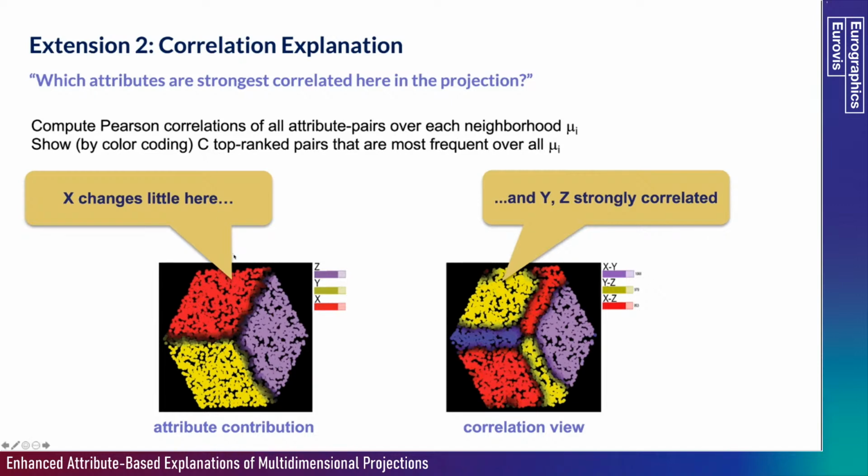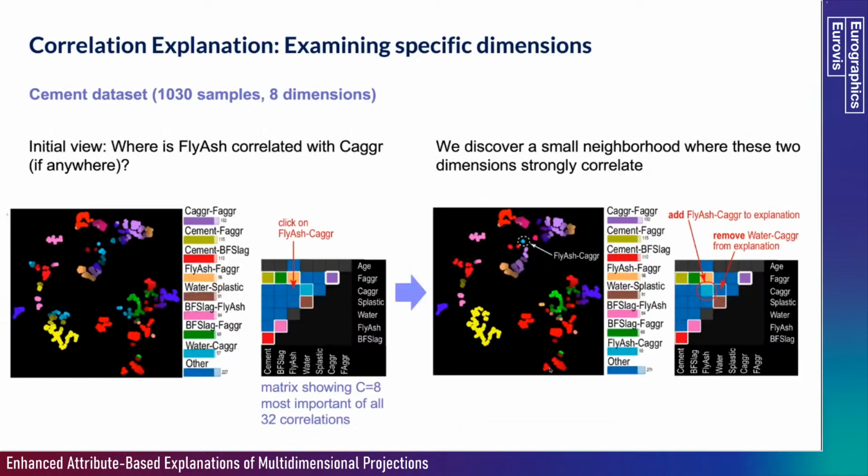Let's see how this works for the cube dataset. In the left image, we see the original attribute contribution of De Silva. The top face is red, meaning that X changes little here. The correlation view shows that the Y and Z dimensions are strongly correlated there. The YZ dimension pair is color-coded yellow. The same is true actually for the cube edge orthogonal to this face, which is also yellow, since Y and Z both change very little over this edge, while X changes a lot.